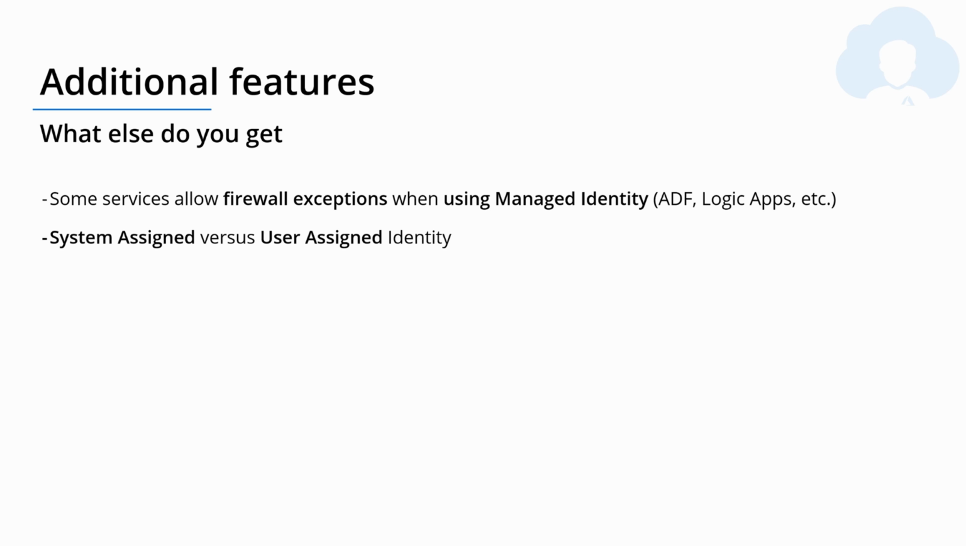And second of all, we were using something called System Assigned Identities, but there's also a second type, which is User Assigned Identity. The difference here is that User Assigned Identity is a separate resource and the identity is tied to that resource, and that User Assigned Identity then can be tied to multiple services.